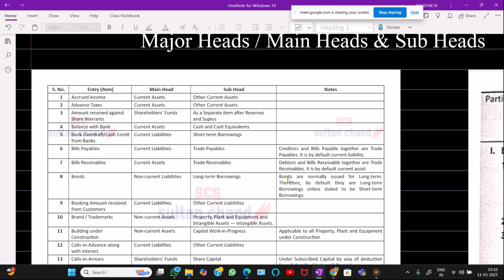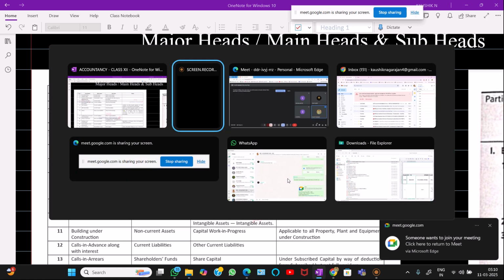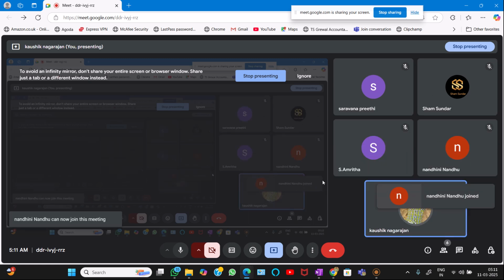Okay, so we have already started the topic of major heads and subheads in the previous class, but let us start this concept once again right from scratch, because we discussed hardly 20 items in the previous class. So today let us make sure that at least 50 percent of the total items are covered, which means, out of 120 items in total, we ensure that today we complete more or less 60 to 65 items.